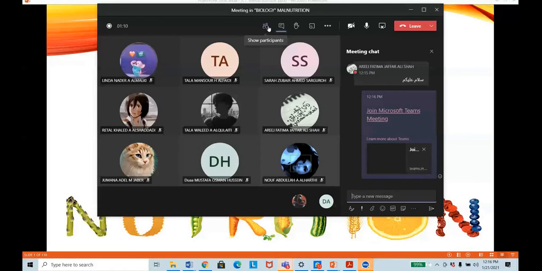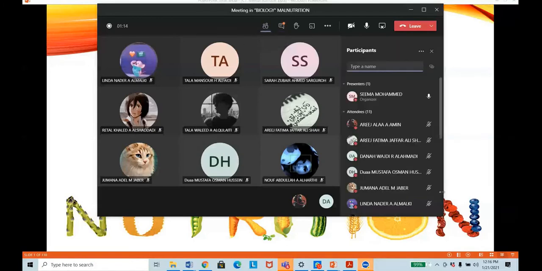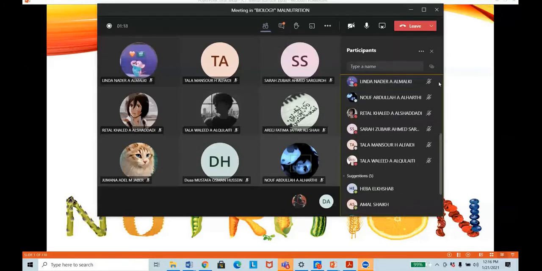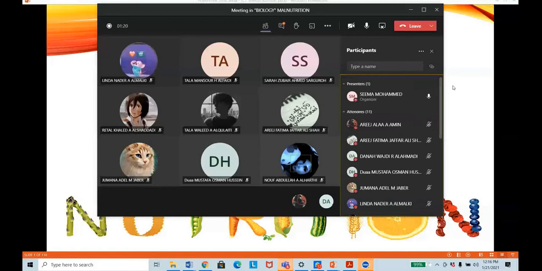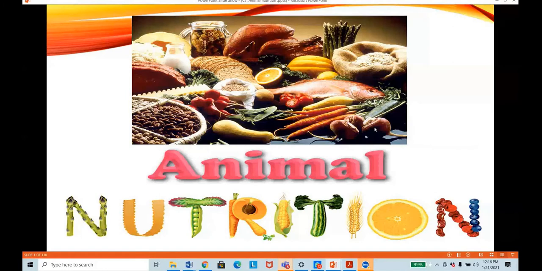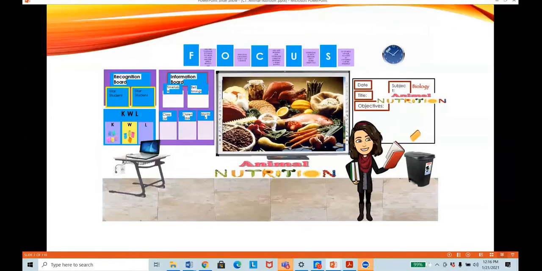So let's start the lesson. The other girls might join in, inshallah. Today we'll be talking about malnutrition and the effects of over and undernutrition, which is the malnutrition itself, inshallah. So we are still doing animal nutrition, which is chapter 7 from your textbook. And today we will be doing page number 76 and 77, inshallah.